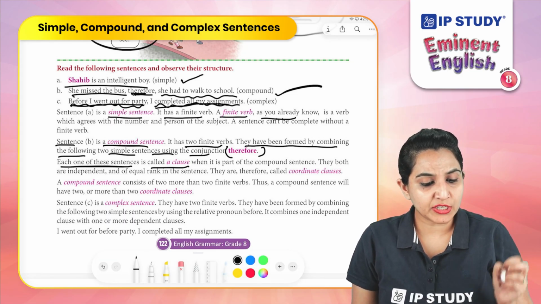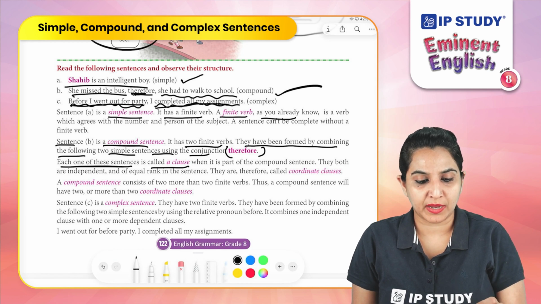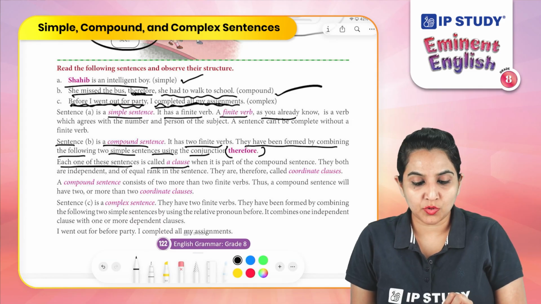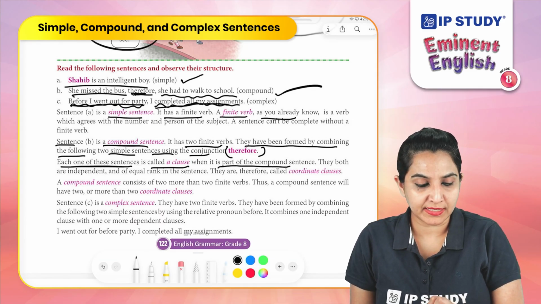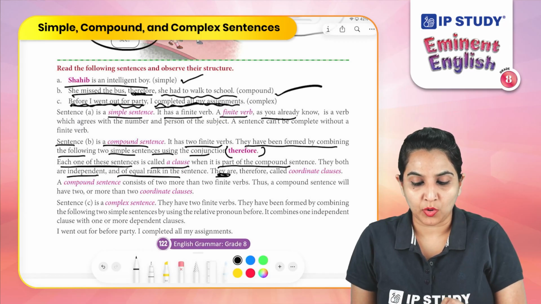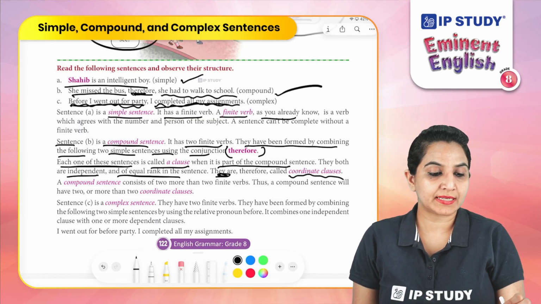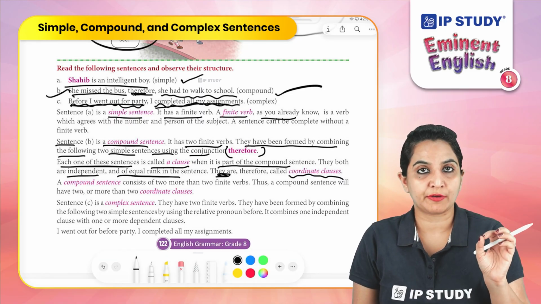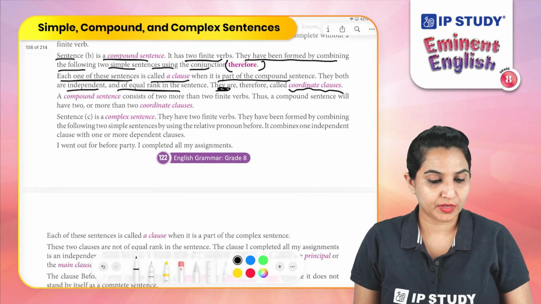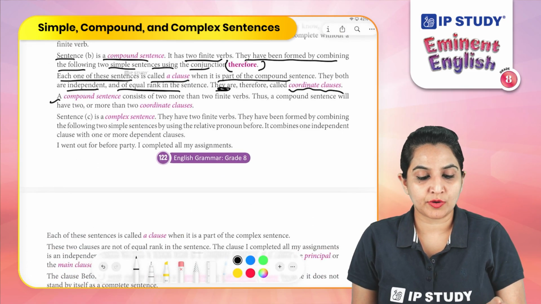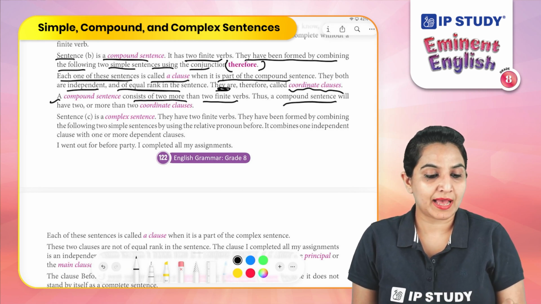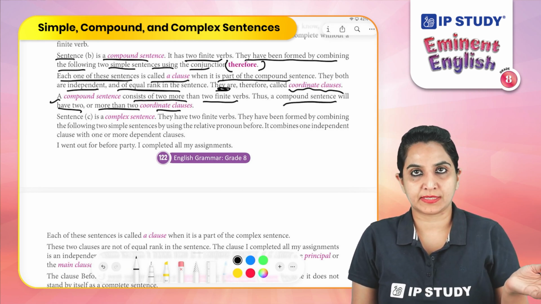And then the other sentences like I went out for party, I completed all my assignments. These are clauses, right? So when they are part of a compound sentence, they are both independent and of equal rank in the sentence, and they are called coordinate clauses. So in the second sentence, we have joined two simple sentences using therefore. In the third sentence, we have two coordinating clauses. A compound sentence consists of two or more finite verbs, and it will have two or more coordinate clauses as well.